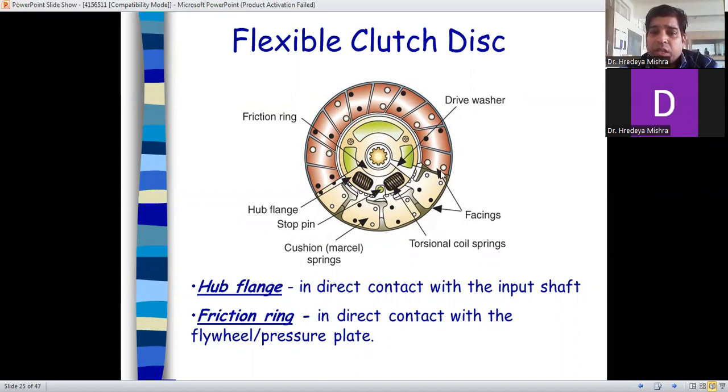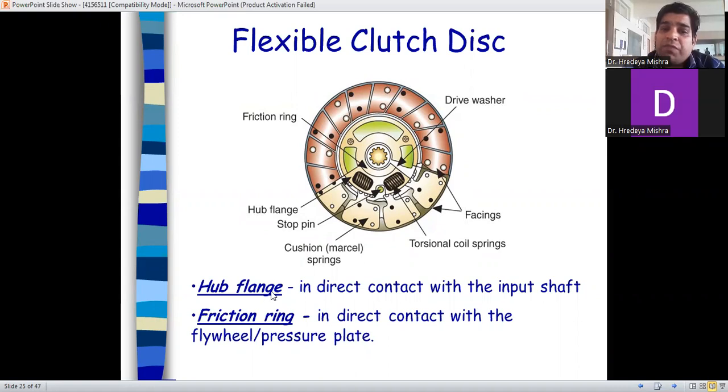Drive washer, facing. So here, what is the meaning of facing? This plate or segment is attached to the drive disc and driven disc when they are engaged. This surface is disengaged when we apply the force. When we apply the force, this plate is disengaged from the engine, disengaging the driven shaft from the engine.